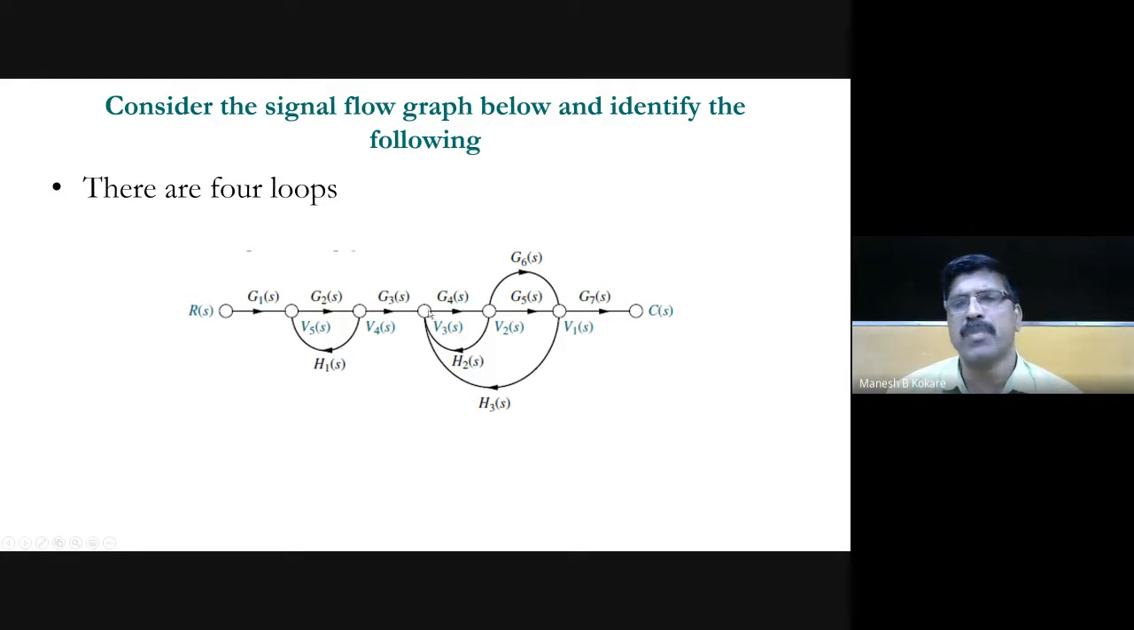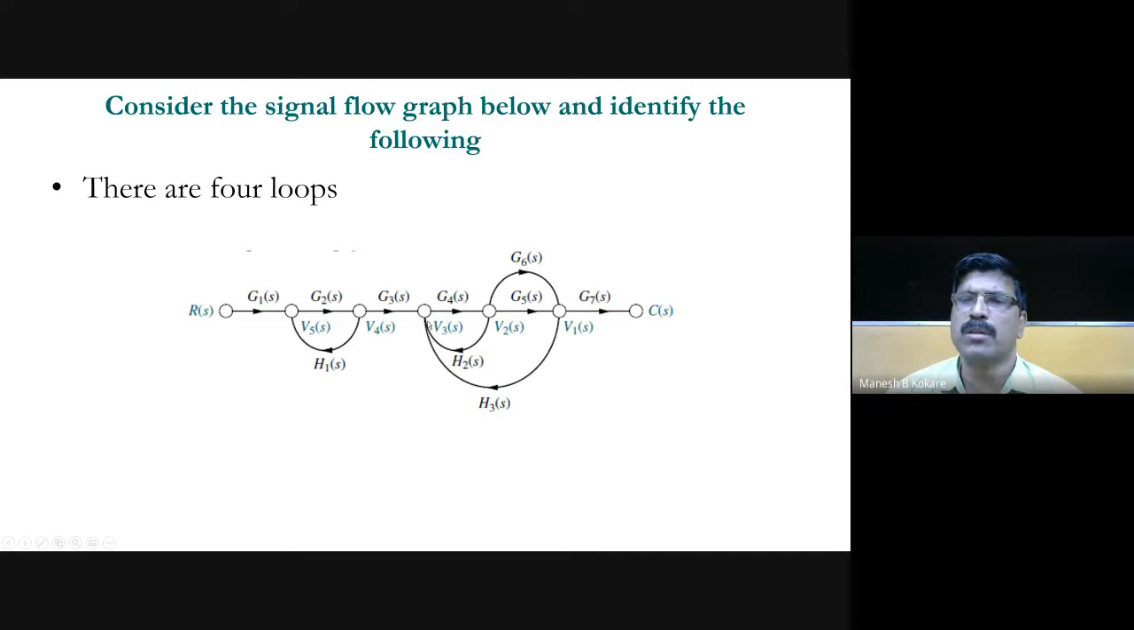Another loop is G4 of S into H2 of S. Yesterday we talked about this. This is not a loop, because the signals start from the same terminal but they terminate at the other terminal. It is not starting from and terminating at the same terminal. So this is basically a forward path, or they are connected in parallel. So G5 and G6 are connected in parallel, and this cannot be considered as a loop. So the second loop is this one.